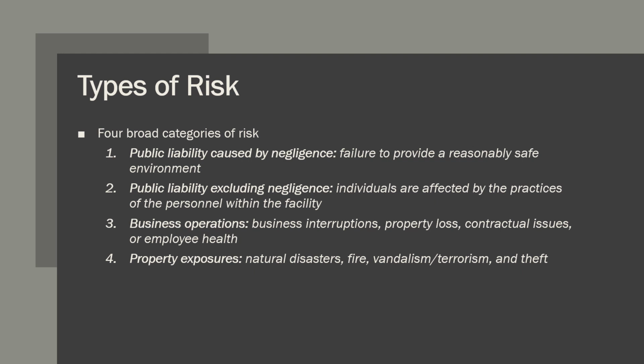Now, public liability excluding negligence is where individuals are affected by the practices of the personnel within the facility. There are exclusion clauses that can take a variety of forms. Rather than expressly excluding liability, some clauses seek to limit the type of loss, which is recoverable, or the remedies available. A clause used to protect the organization when individuals are affected by the practices of the personnel within the facility. It is not possible to exclude or restrict liability for death or personal injury resulting from negligence.